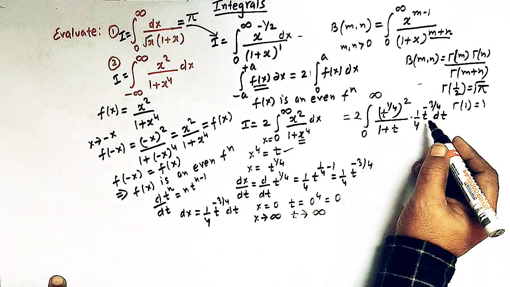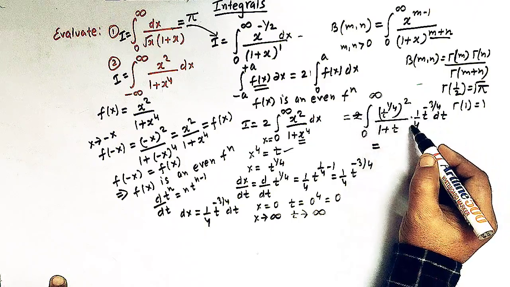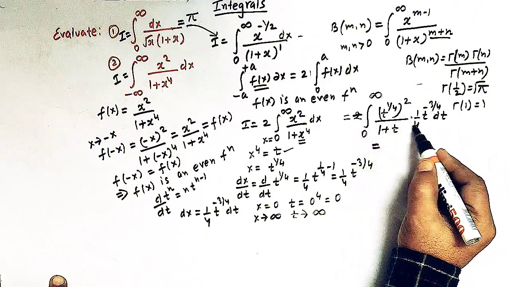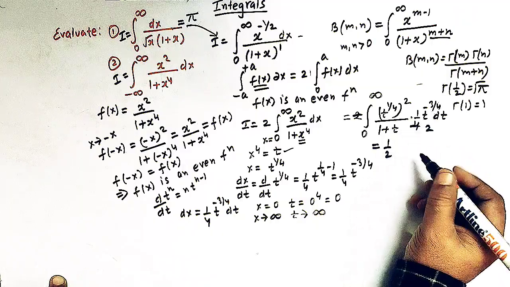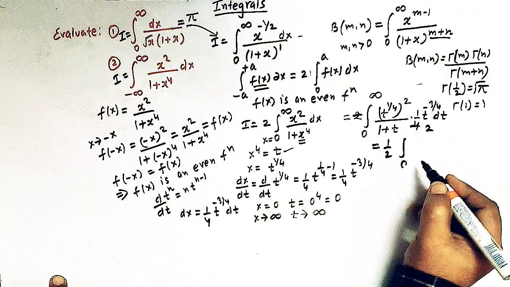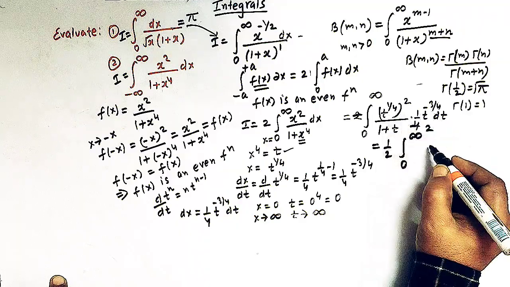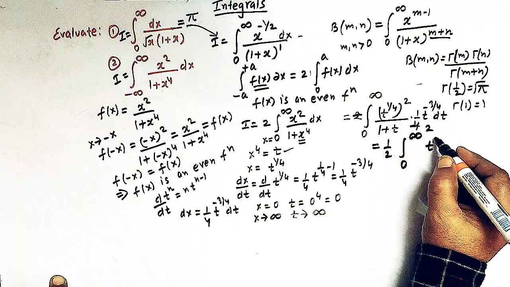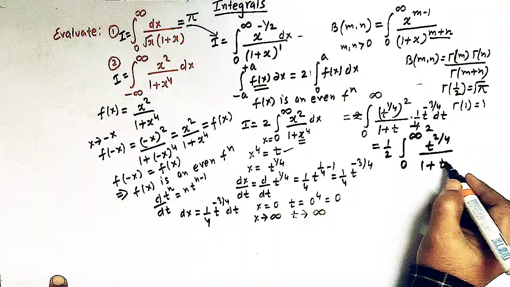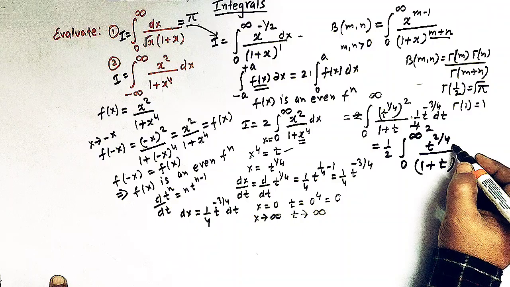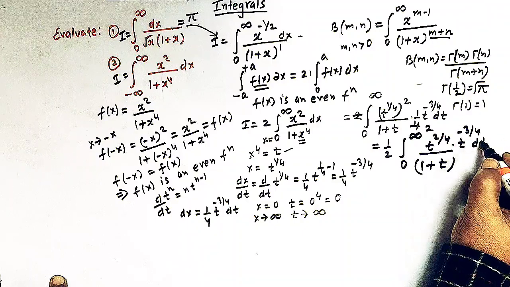So now let us rearrange the terms. So here this 4 gets cancelled with this 2. So we have half outside the integral, and then we have 0 to infinity, and here we have t raised to 2 by 4, and then we have 1 plus t, and here we have t raised to minus 3 by 4 and dt.